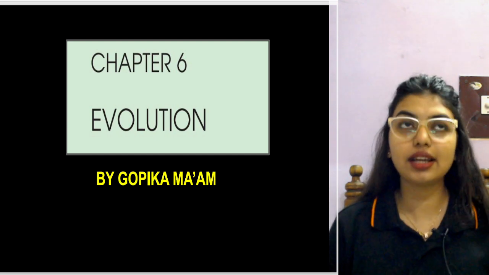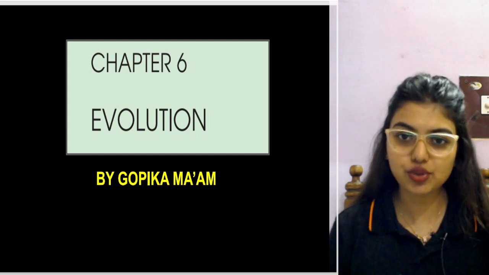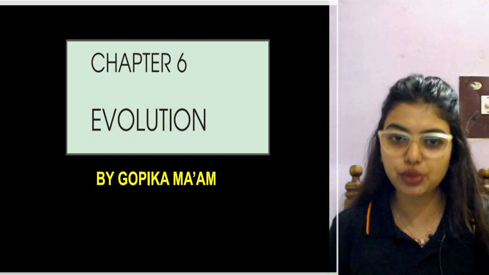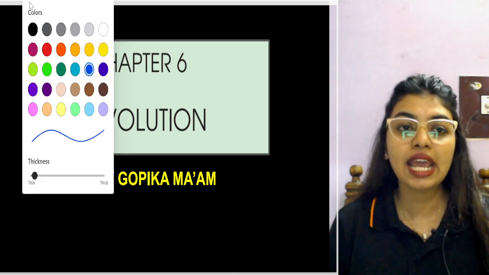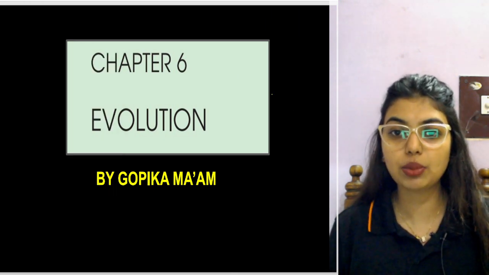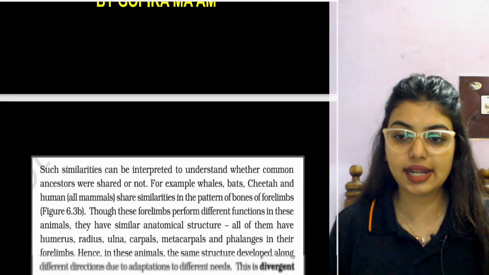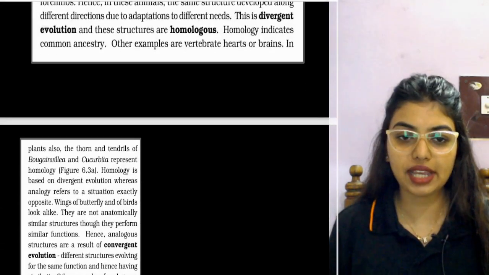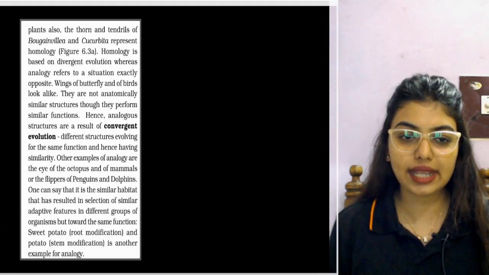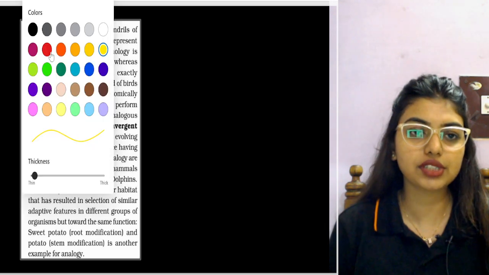So in yesterday's class, we understood evolution part 1. Today we are going to continue with the second part of evolution. Yesterday the last topic we stopped at was analogous and homologous structures, right? So we will continue from there. There are a few examples that I wanted to mention, which I could not do yesterday.